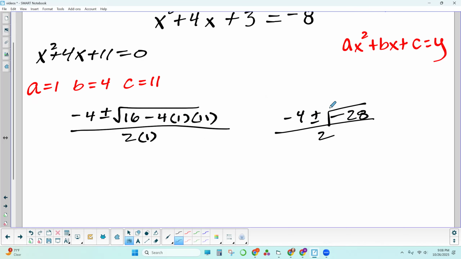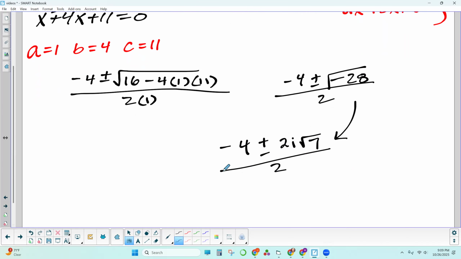Okay? So next thing you need to do is if you can simplify that radical, go ahead and do so. So this is negative 4 plus or minus 2i square root of 7, over 2. So now I've simplified that and I'm ready for the next step. Now if you need practice simplifying radicals or simplifying negative square roots, I will link those videos down below. You'll want to watch that first and then come back and do these examples with us.